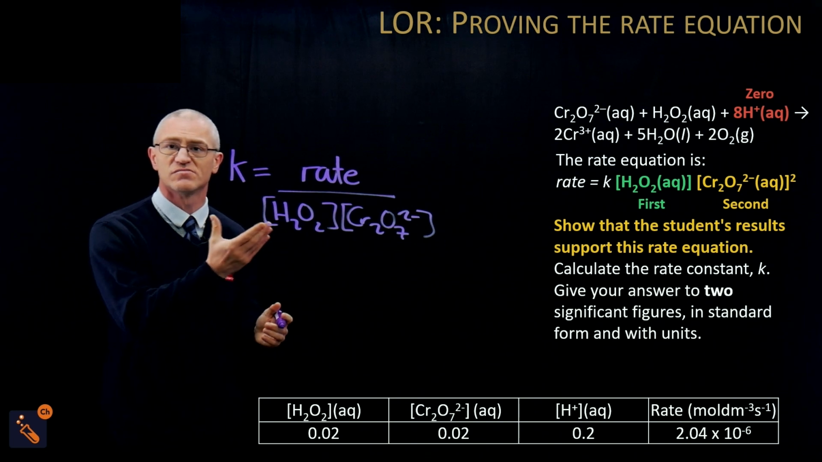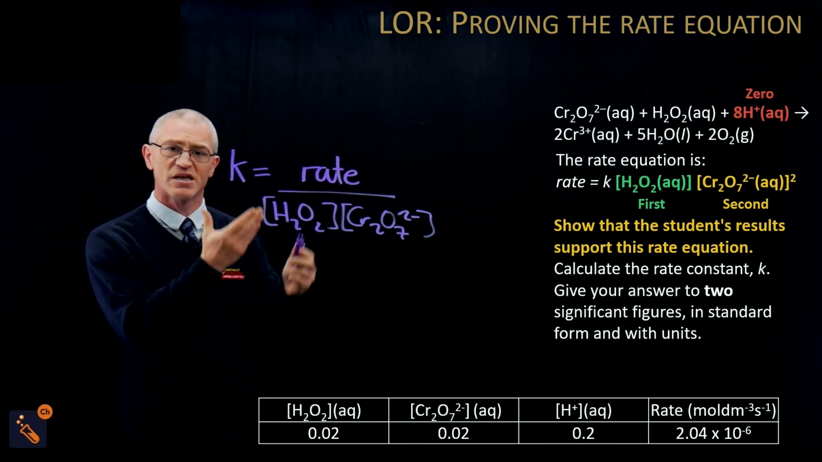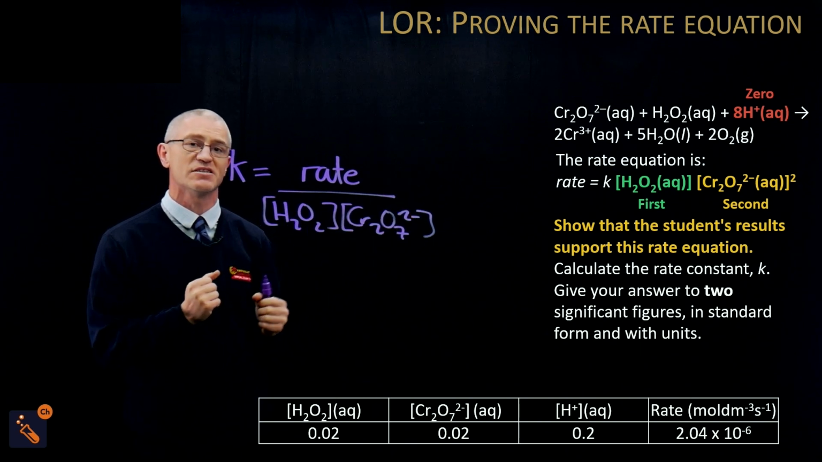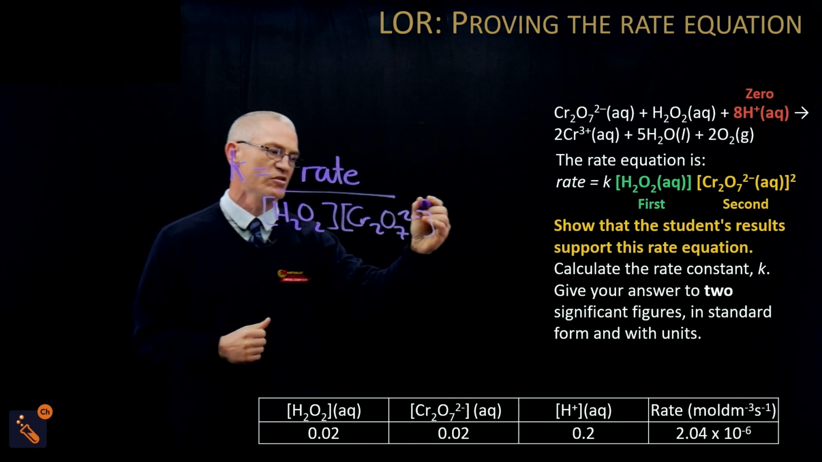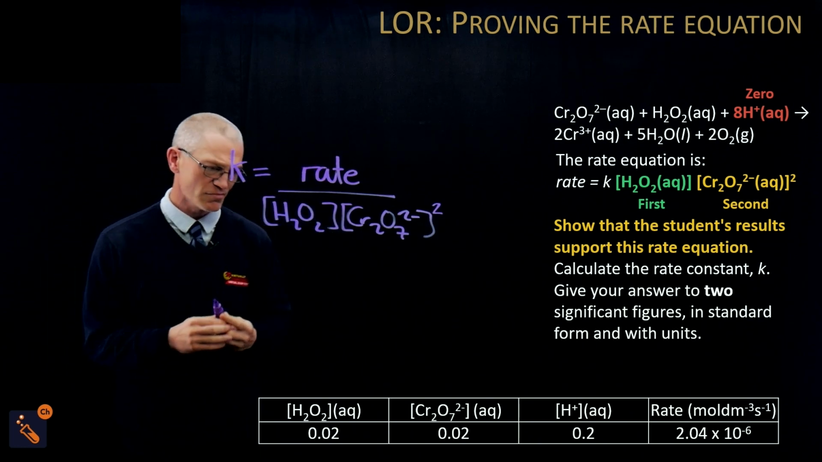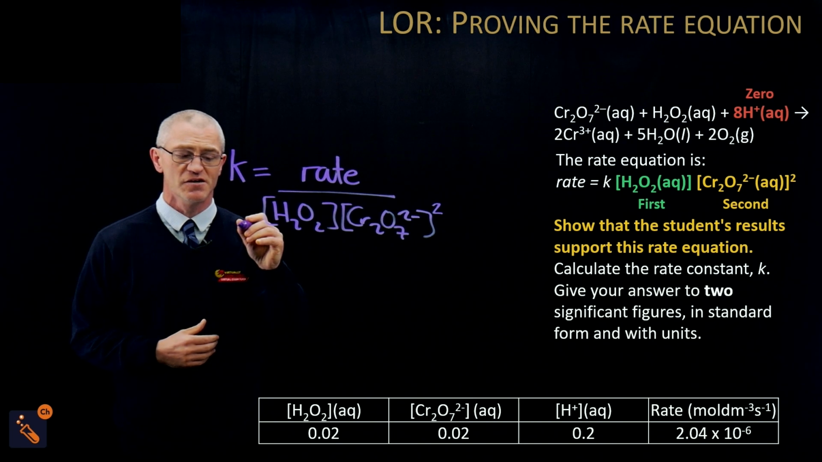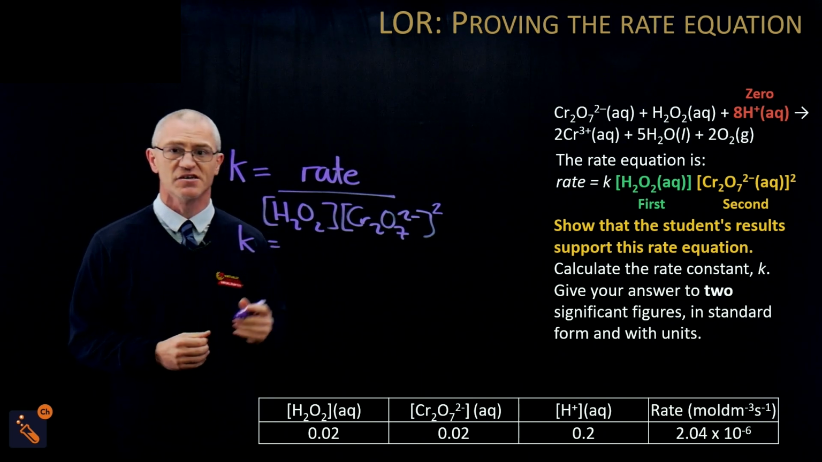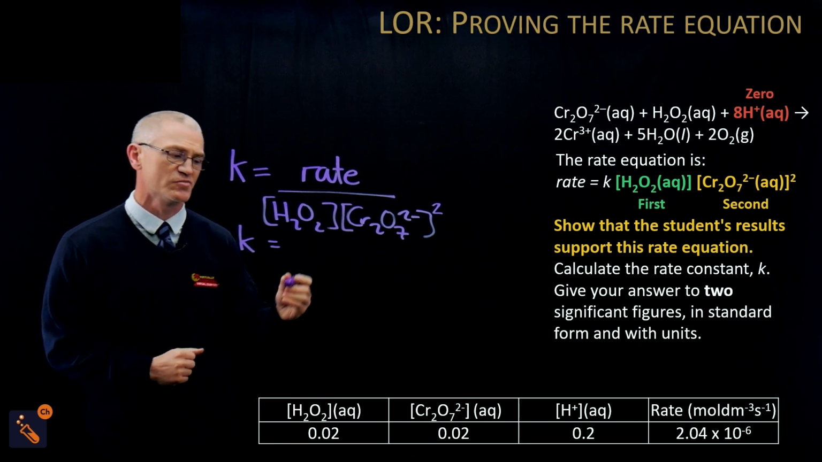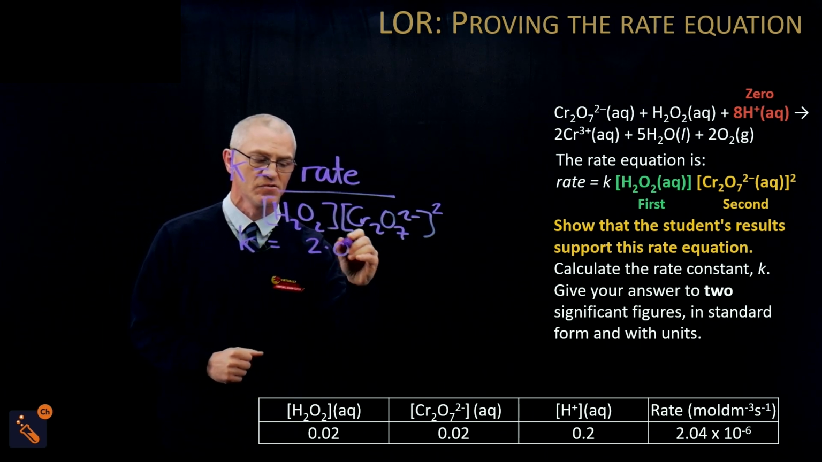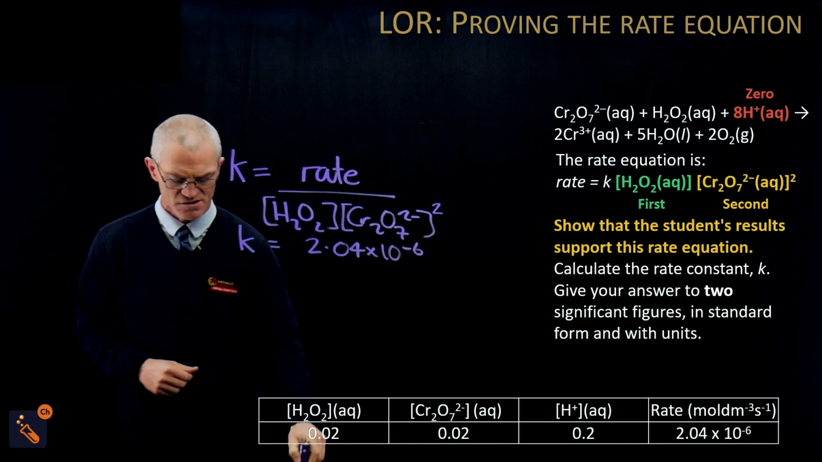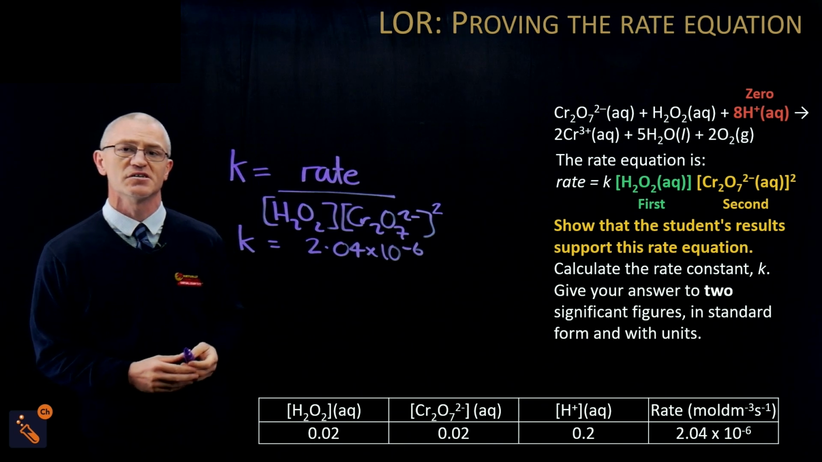Okay, and we have our rate equation right here. Now let's just make sure the orders are correct. H2O2 is first. Looking up there, I can see Cr2O7 2 minus is second. So let's just put that in. Now from there, we just plug our numbers in. So K is going to be equal, and we go down here and we see our rate is 2.04 times 10 to the minus 6. Okay, so that's 2.04 times 10 to the minus 6.